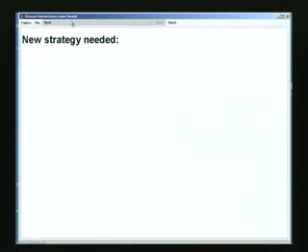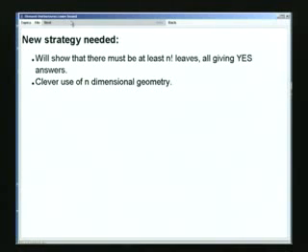So here is a rough sketch of this strategy. We will show that there must be at least n factorial leaves. Again, the number n factorial is going to turn out to be somewhat significant. But we will prove that in fact there must be n factorial leaves, all of them giving yes answers. So this is going to be an interesting argument.